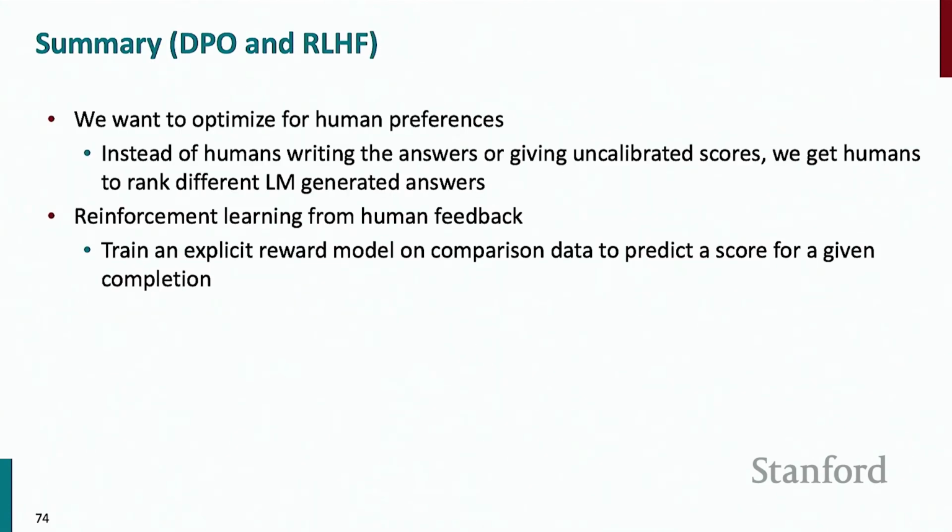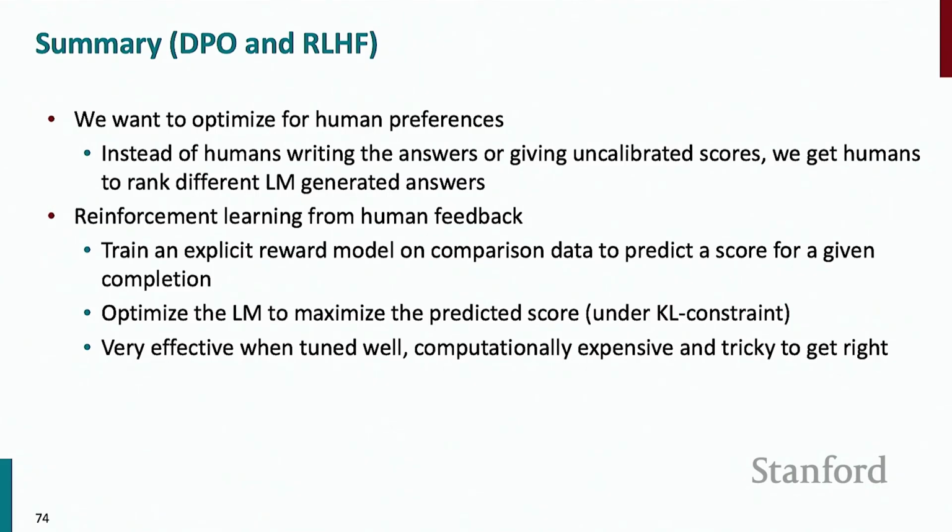So I'm going to quickly summarize. What we have seen thus far is that we want to optimize for human preferences. The way we do this is, instead of relying on uncalibrated scores, we get comparison data and feedback on that. We use this ranking data to either do something like RLHF, where we first fit a reward model and optimize using reinforcement learning, or we do something like direct preference optimization, where we simply take the data set and do a classification loss on that.